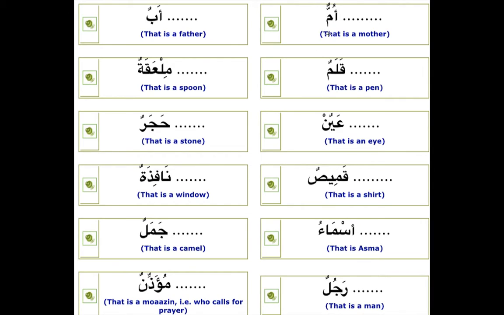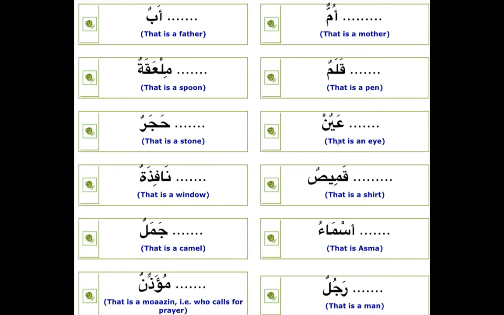So we want to use a feminine demonstrative pronoun for that, the demonstrative pronoun for far, feminine. So it will be tilka. Tilka ummun. That is a mother, even though there's no ta marbuta, because mother is feminine. That is a pen. Qalamun. So qalamun is a masculine object. So what do we use as that here? Maybe dhalika. Dhalika qalamun.